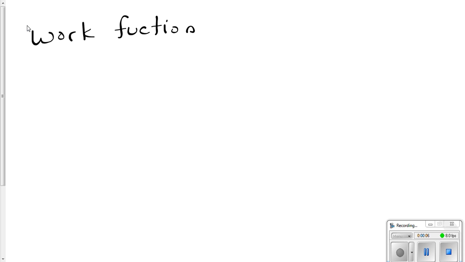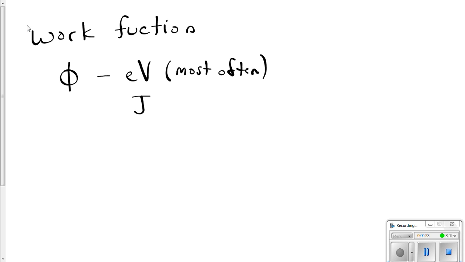All right, work function is useful for photoelectric effects, so we'll put it all together next time. But work function is psi, again, and it is measured in eVs. It's an energy, so it can be measured in eVs most often, but it can also be measured in joules. And it is the amount of energy it takes to ionize an electron on a piece of metal.